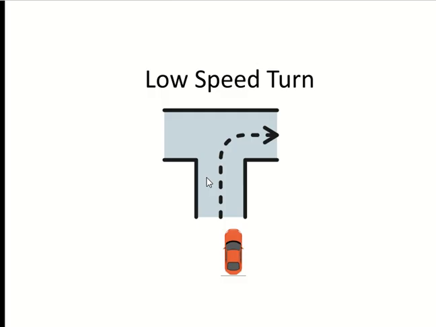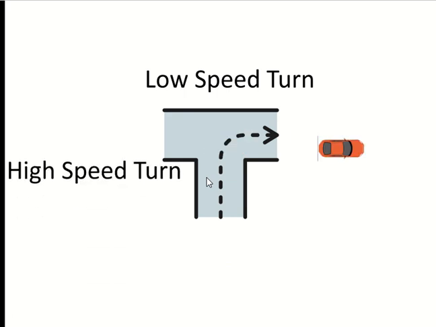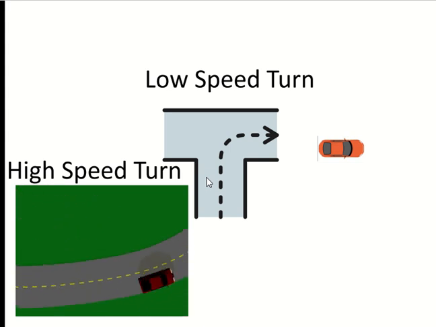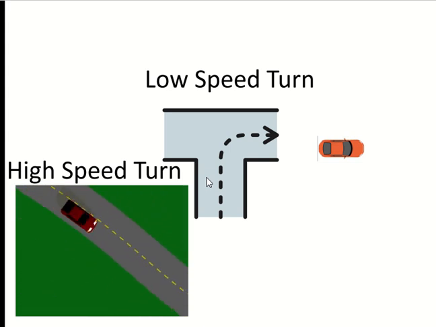So low speed turn is normally on the intersection. On the intersection you come, you stop, and then you make the turn, right? So your speed is very low. If your road has a curve, if the highway has a curve, then you are already at 100 kilometers per hour. So you don't stop, you just continue, right? So this is high speed turn.